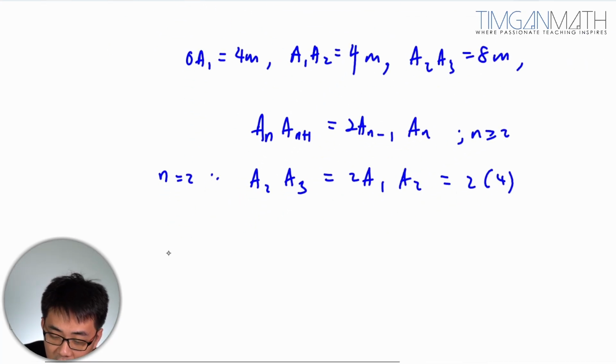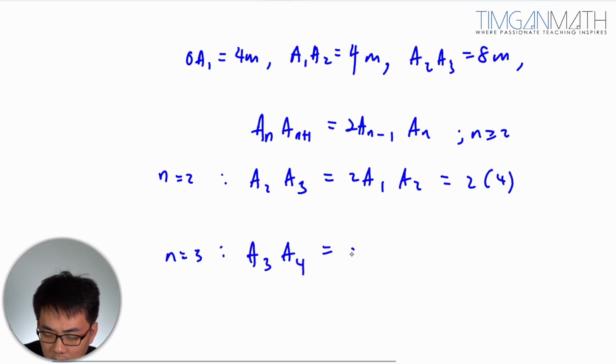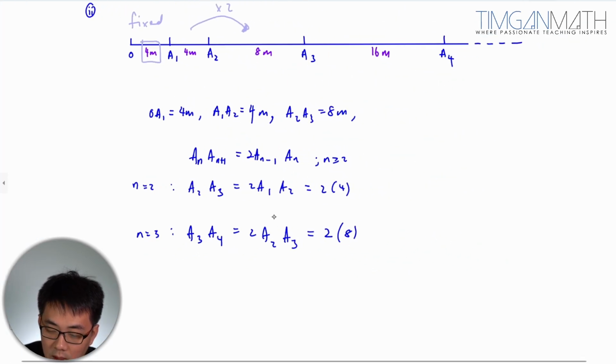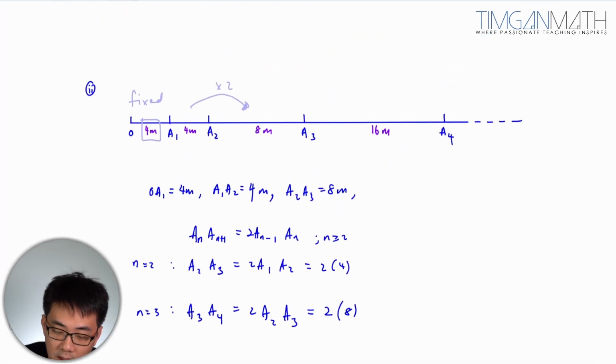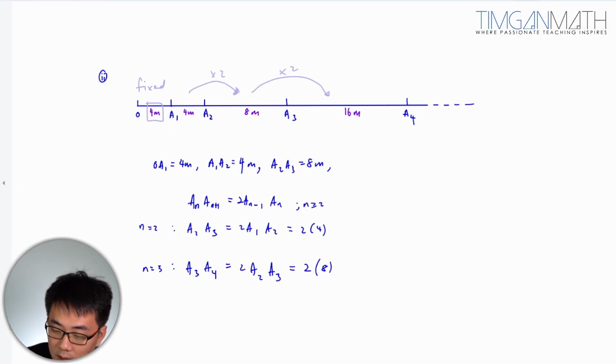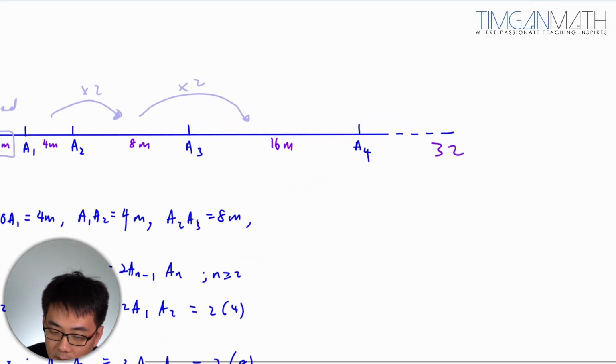Then after which we have n equals 3. Same thing, A3A4 will be 2 times 8, the previous one, A2A3. So you see that the GP is behind here. You just keep going. So you expect the next one to be 32 because you just keep multiplying by 2.